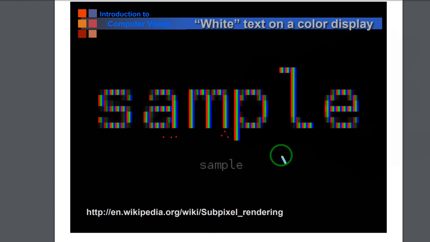Just for your understanding, here is a white text on a color display, simply a sample. In the sample there will be just a white color, not red, green, blue, and so on. Just a white color at the end. It will look like this one. It's just for your understanding.